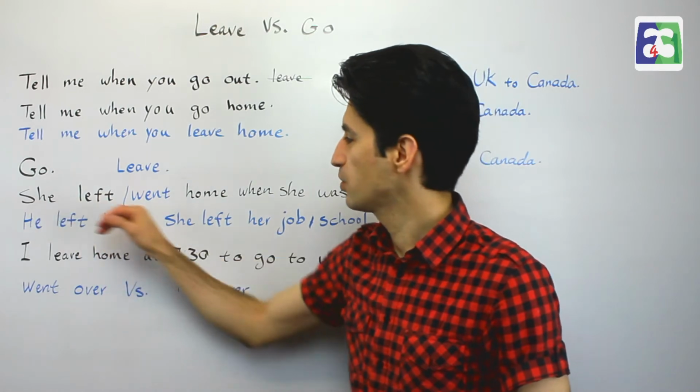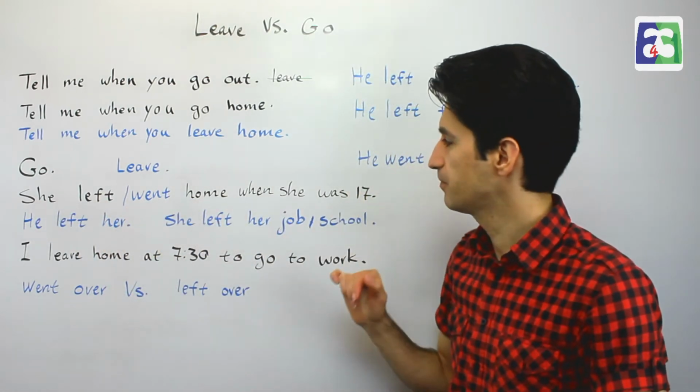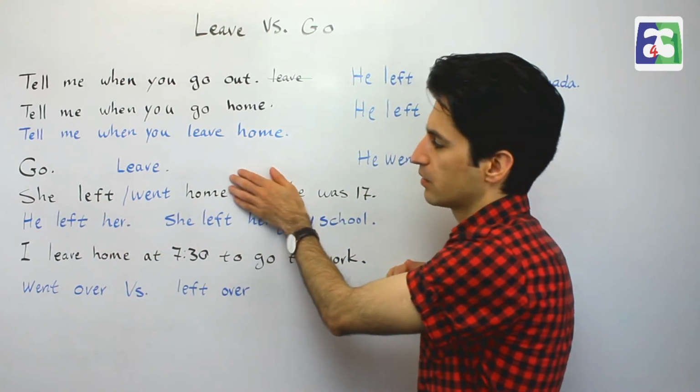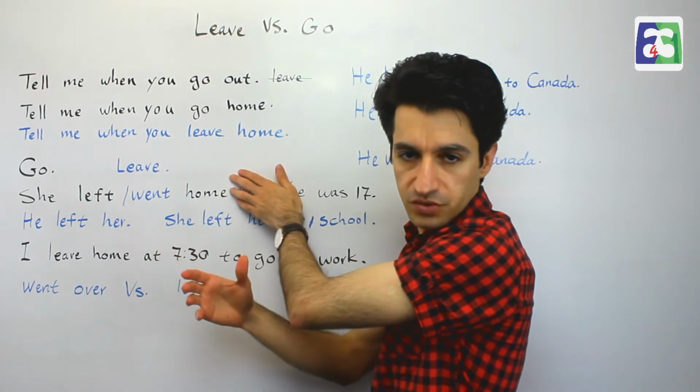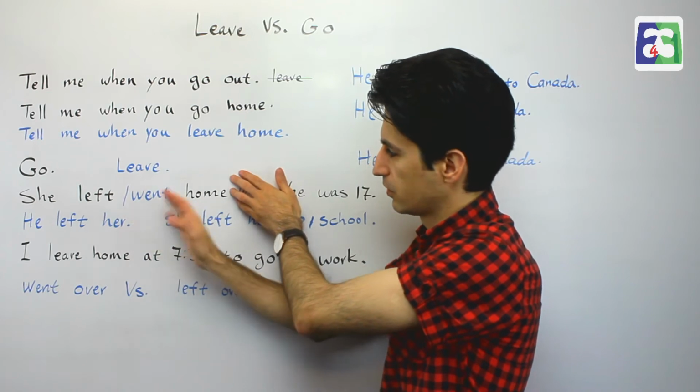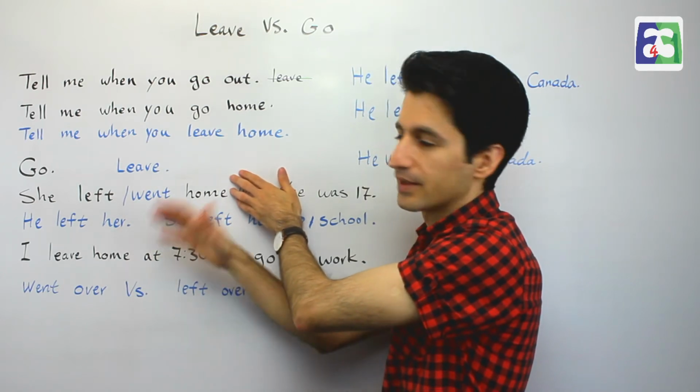But when we say she went home when she was 17, of course, that's something that, let's say, she does every day after work or after school. She went home. She goes home, and that is repeated.